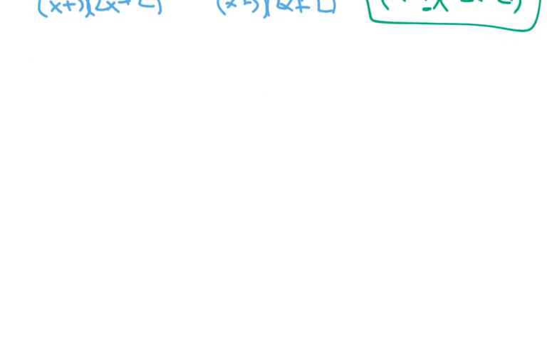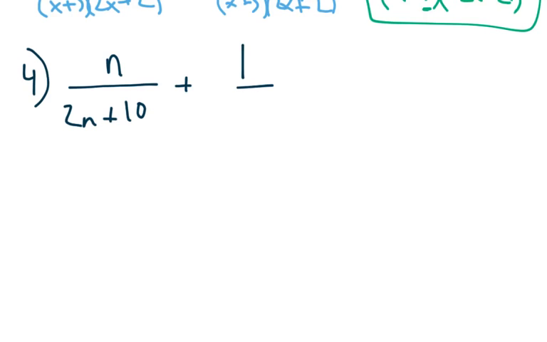And then one final example. This one, we have n over 2n plus 10 plus 1 over n squared minus 25. Now here it's going to help us to factor because we're going to see some similarities. So okay, I'll rewrite. Actually, no, I won't rewrite. We'll just factor in a different color here.